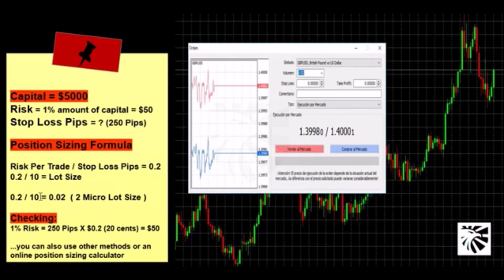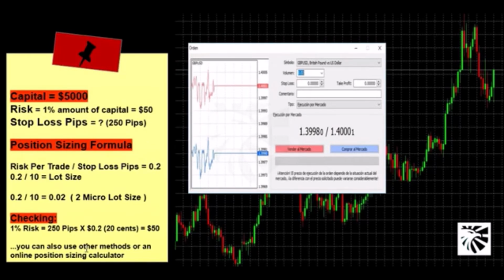Why do we divide by 10? Because we are trading in a standard form. And if you check it here, your 1% risk, here we're using a 250 pips stop loss. When we say 1% risk is equal to 250 pips stop loss multiplied by 0.2, which is approximately 20 cents, we have $50, which is our 1% risk from this $5,000 account.